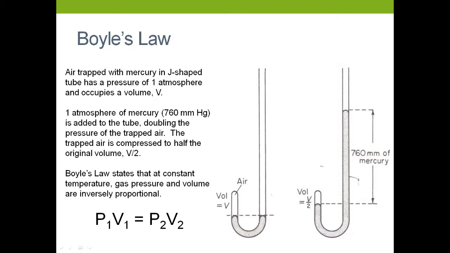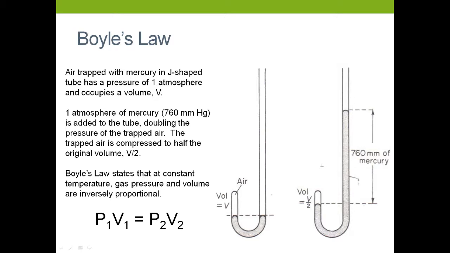Air trapped with mercury in a J-shaped tube has a pressure of 1 atmosphere and occupies a volume of V. If 1 atmosphere of mercury, which is 760 millimeters of mercury, is added to the tube, this doubles the pressure of the trapped air. The trapped air is compressed to half the original volume, V over 2. Boyle's law states that at a constant temperature, gas pressure and volume are inversely proportional.